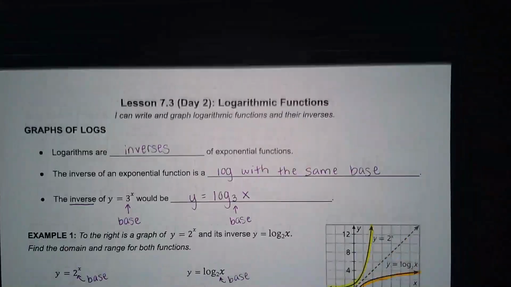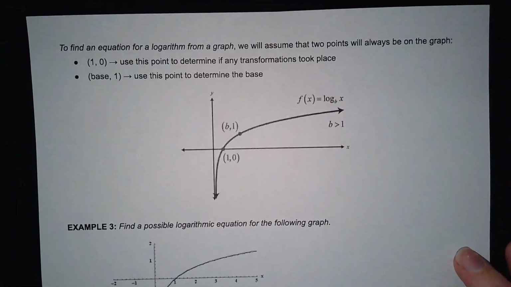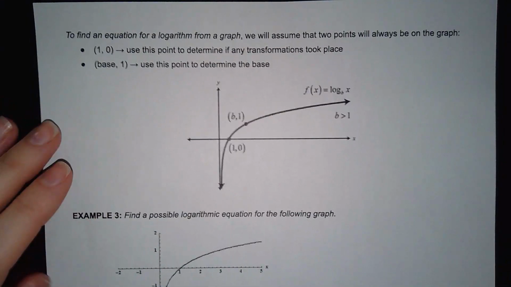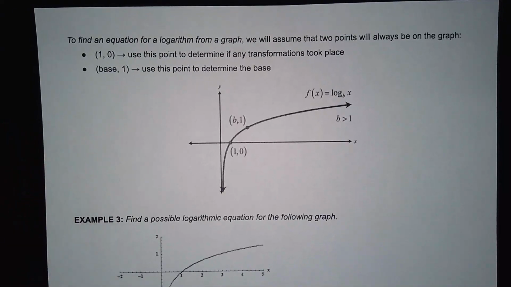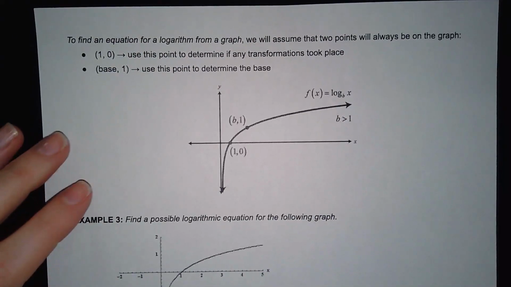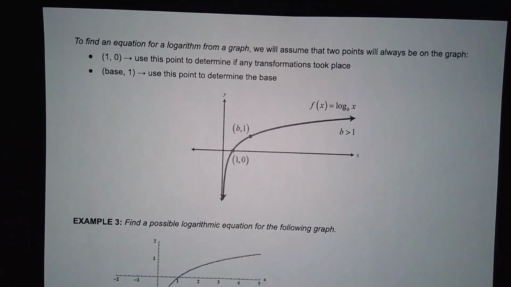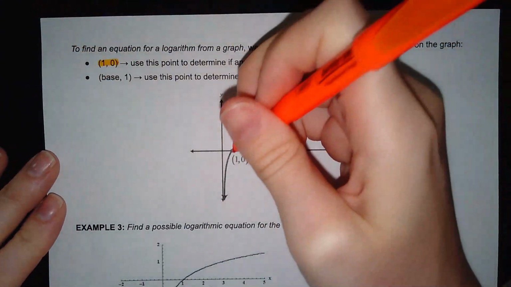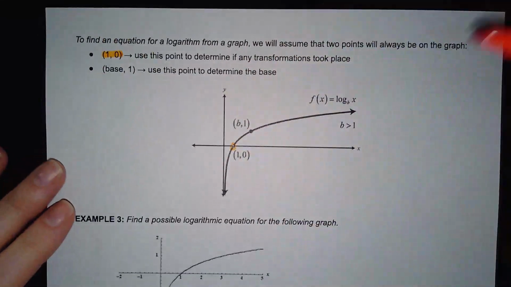All right, the very last thing that we're going to take a look at with graphs is working backwards and coming up with a logarithmic equation from a graph. Anytime we look at the graph of a logarithm, there's going to be 2 points that we will always assume will be on the graph. One is this point 1, 0.